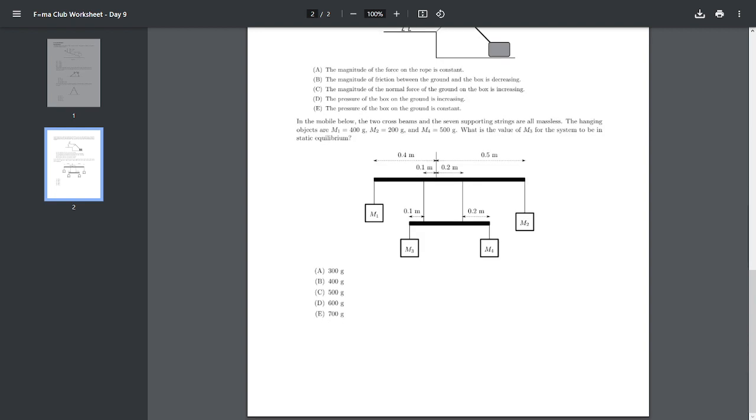All right, on to the final problem. In the mobile below, or I don't know how you pronounce it differently, I don't care. TNT.